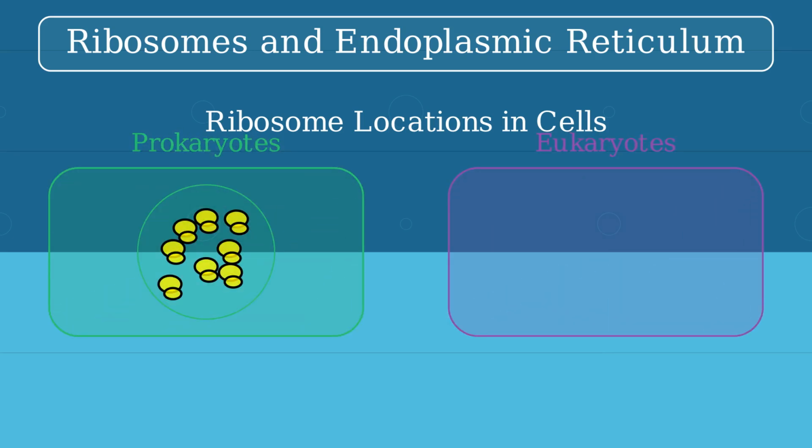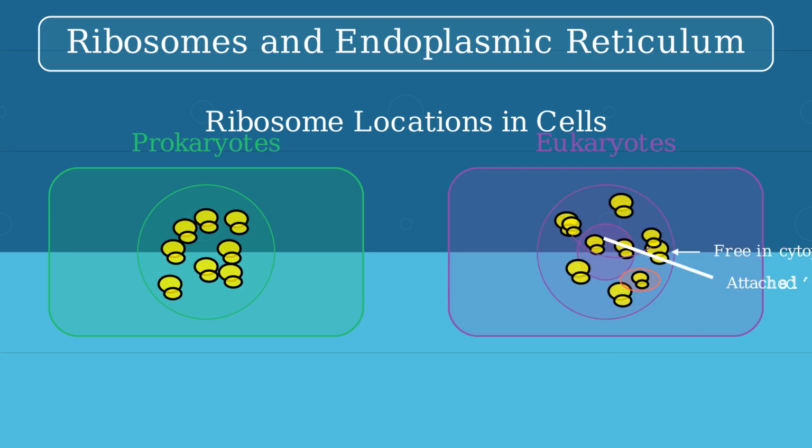In prokaryotes, ribosomes float freely throughout the cell's cytoplasm. In eukaryotic cells, ribosomes can be found in several locations: free in the cytoplasm, attached to the rough endoplasmic reticulum, and even within organelles like mitochondria and chloroplasts.